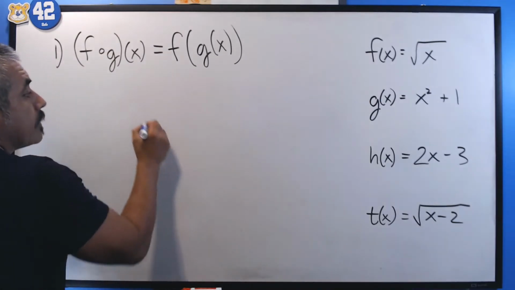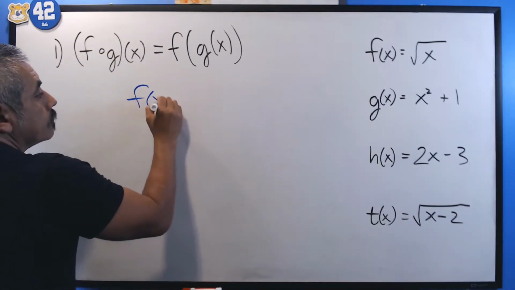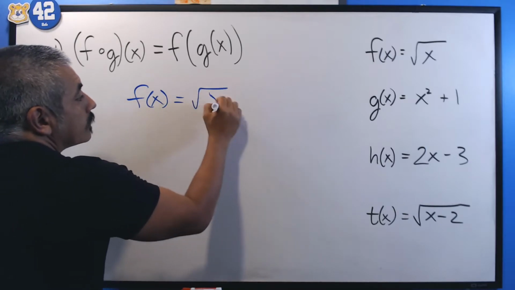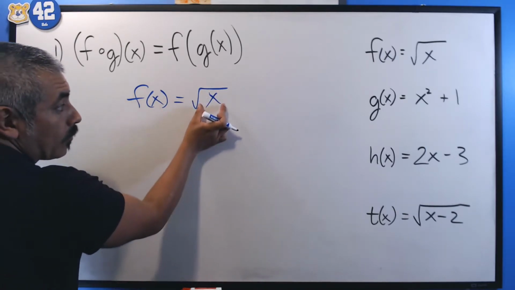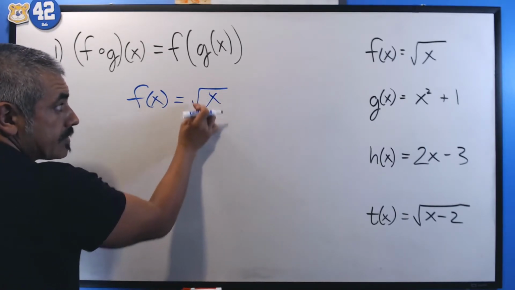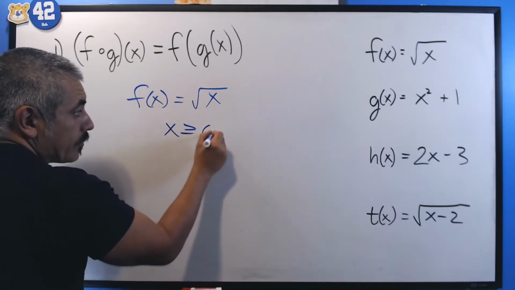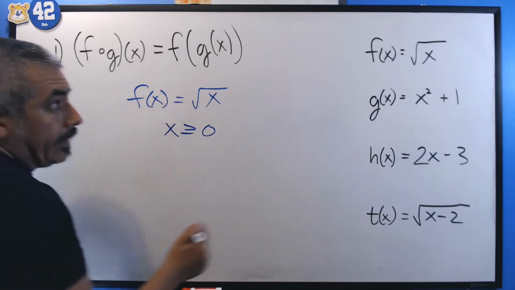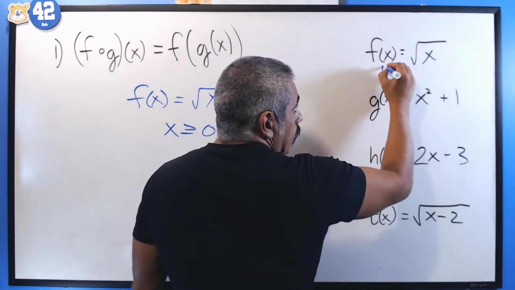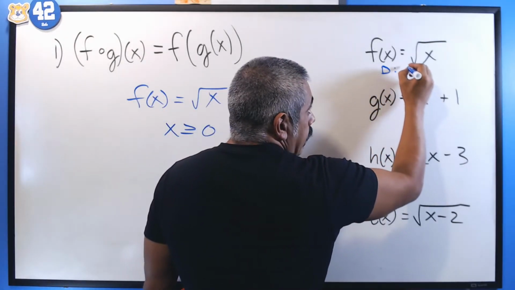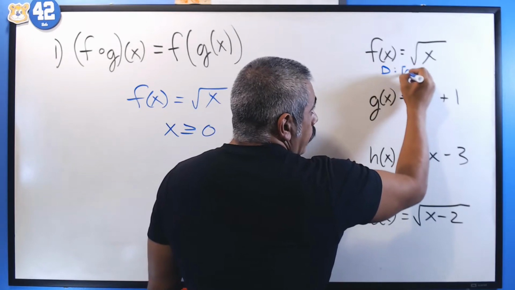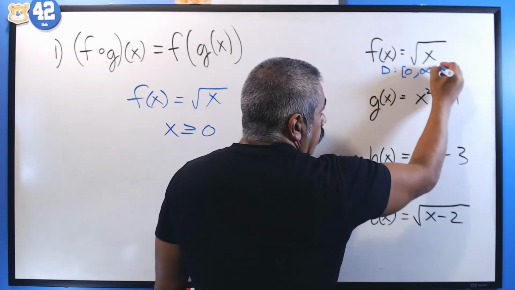For f of x equals root x, all we have to do is make sure that whatever's inside the radical is positive. So we're just going to say x is greater than or equal to 0, and that's our domain. Domain is going to go from 0 all the way to infinity.